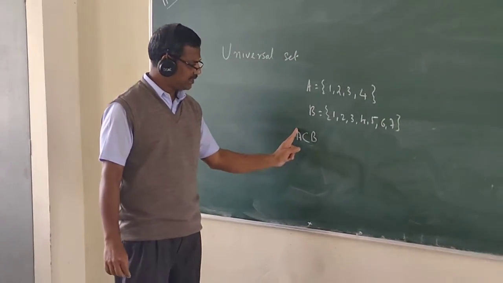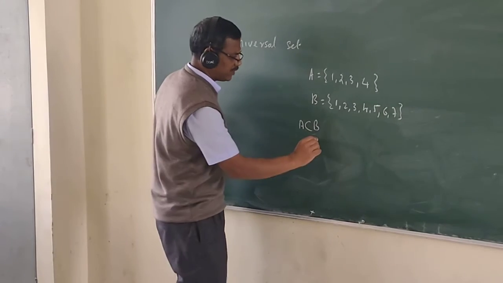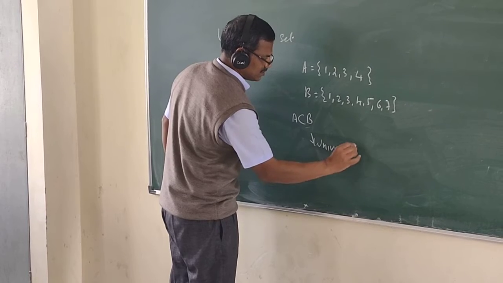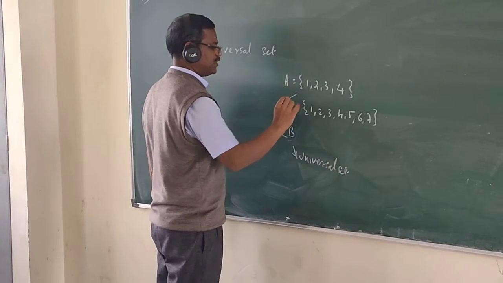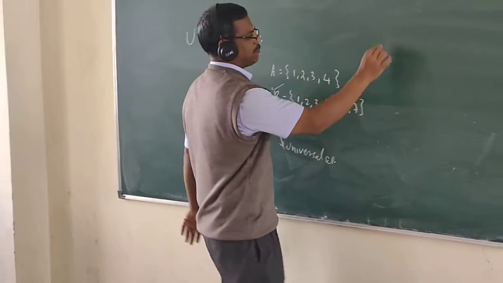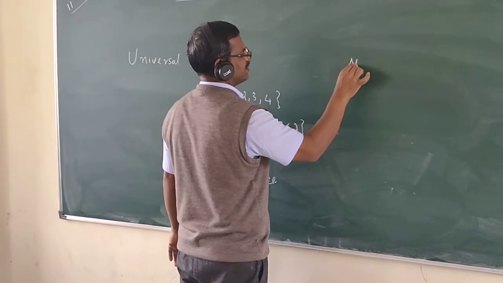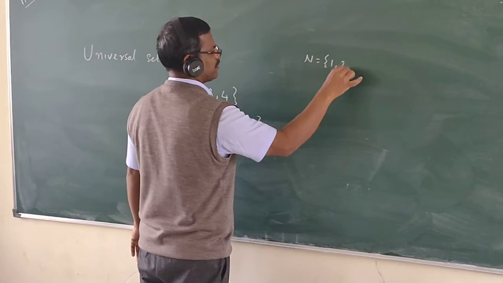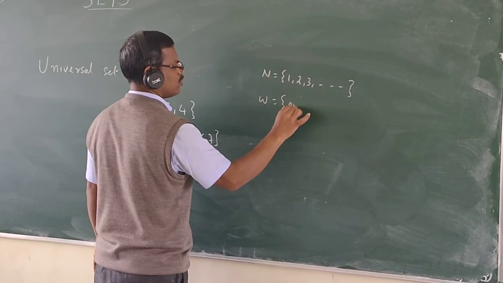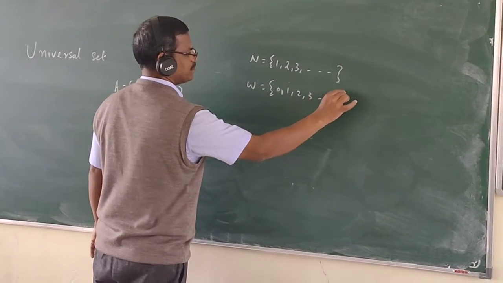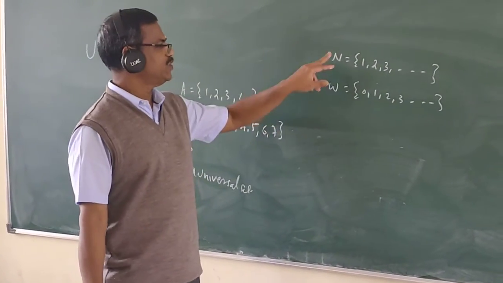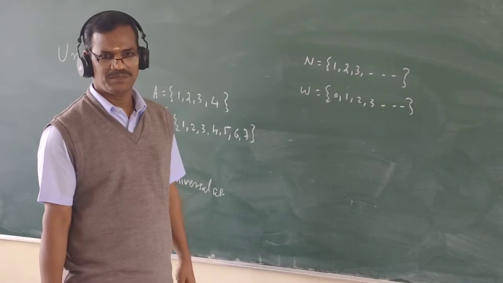We call B a superset, or you can use another word, universal set. So I can say that B is a universal set for A. Only that much is there. Suppose you take the set of natural numbers and the whole number set 0, 1, 2, 3. I can say that the whole number set is a universal set for natural numbers.